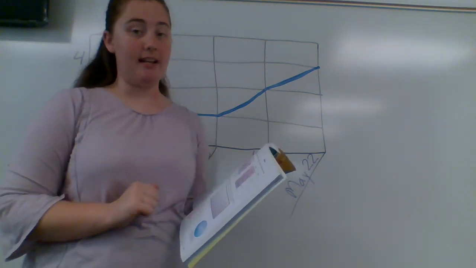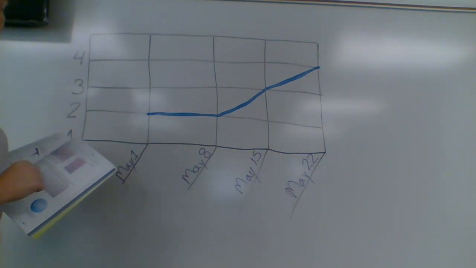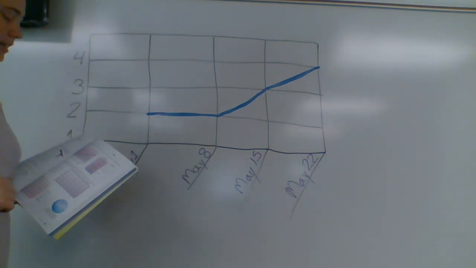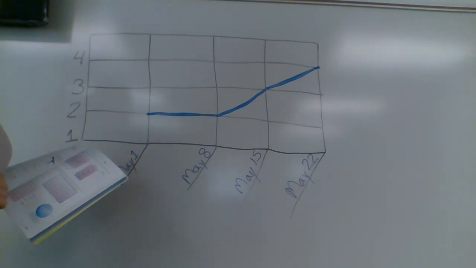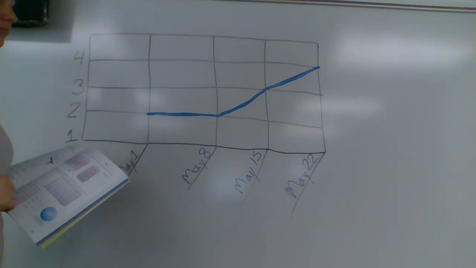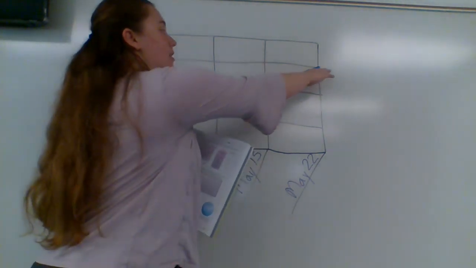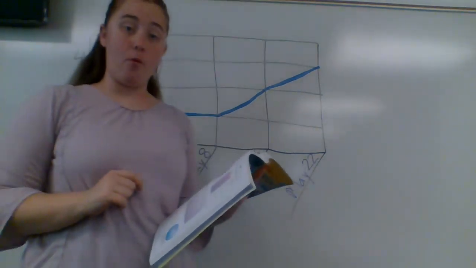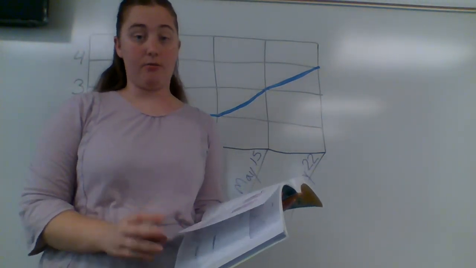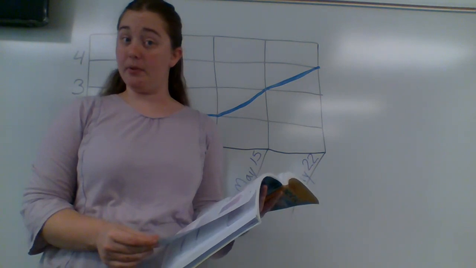And then May 22nd, looking at this graph and looking at the one in the book too, it's the same thing. How many hours did they spend on May 22nd looking through that telescope? Right, you have the dot up here, follow it all the way across, and we can see they spent 4 hours looking through that telescope. Must have been a pretty interesting night.